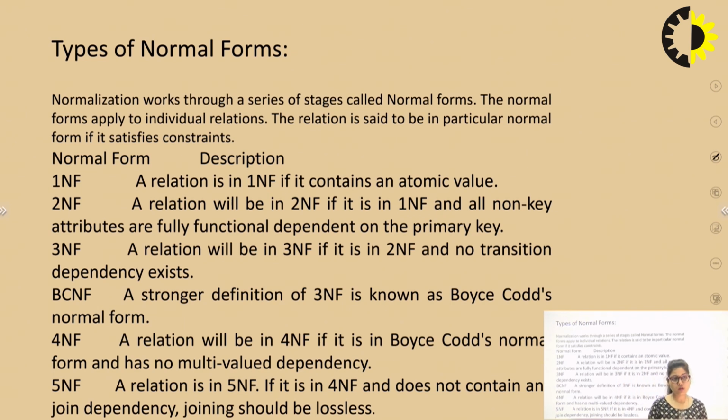Now, 4NF. A relation will be in 4NF if it is in BCNF and has no multi-valued dependency. This is called 4NF. Now, the 5NF. A relation is in 5NF if it is in 4NF and does not contain any join dependency. Basically, joining should be lossless. This is called 5NF.